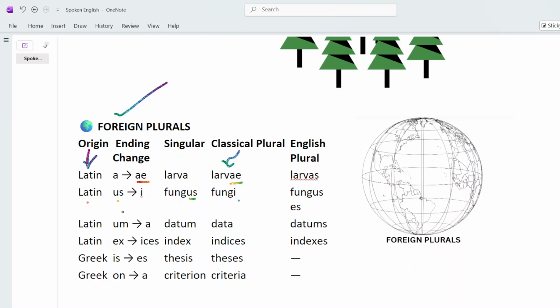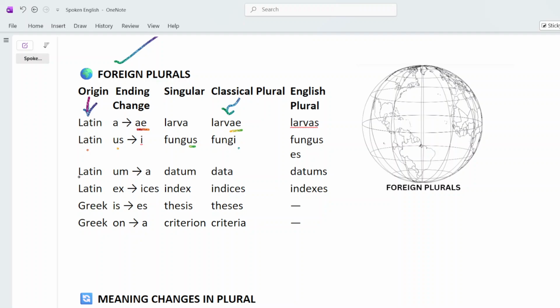Now, if you look at this third word also, again of Latin existence, if the word ends with UM, it takes on an A to show the plural form. Like datum is data. Datum is singular. Data is the classic plural. Now, these are rare words. However, I just want you to see the importance.